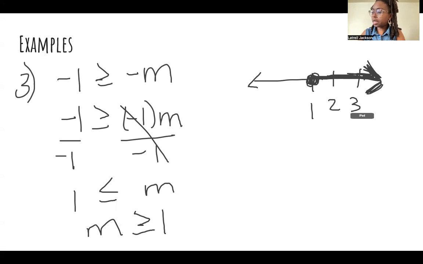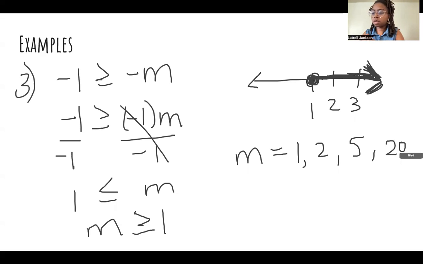If you want to write it as a set, we can say, as a set of possible solutions, m is equal to 1, m is equal to 2, m is equal to 5, 20. All right, so those are some possible solutions. Let's look at some multi-step problems.